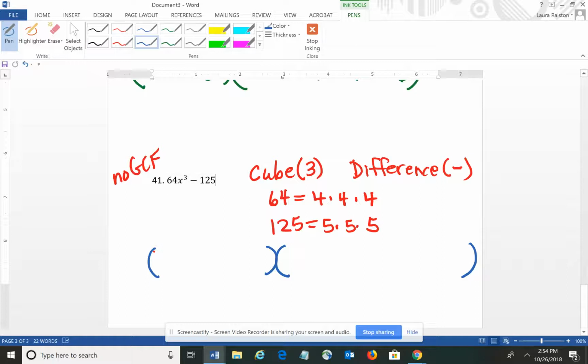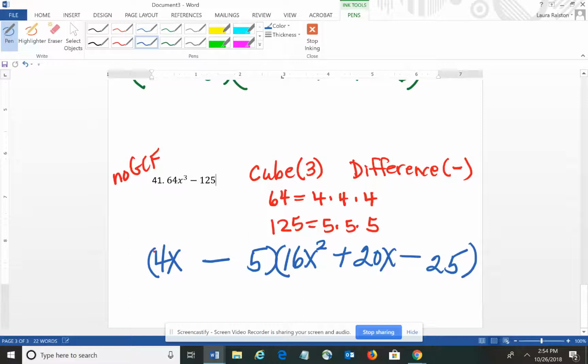To get 64, I would have cubed 4. To get x cubed, I cubed x. To get 125, I cubed 5. And you keep the sign, so it's a minus sign. To fill in the second parenthesis, square the 4x. 4 times 4 is 16x squared. To get the last term, you square the 5. 5 squared is 25. Multiply them together. 4x times 5 is 20x. And they're both positive. And there's how you factor the difference of two cubes.